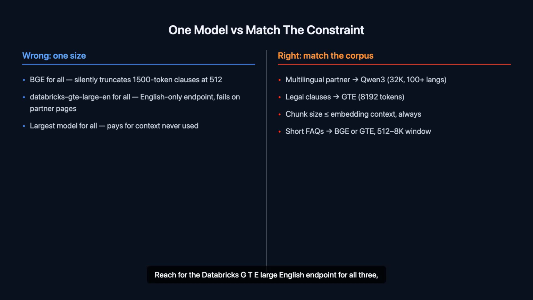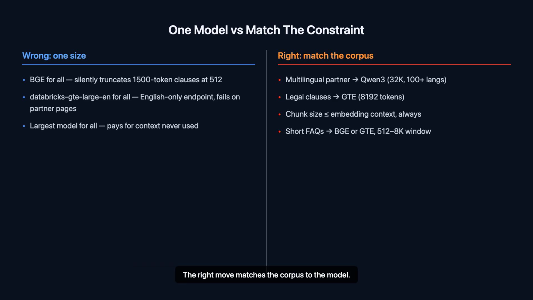Reach for the Databricks GTE large English endpoint for all three, and the multilingual partner pages fail. That specific endpoint is English only, even though the broader GTE family does have multilingual variants. Use the largest model for all and you pay for context window you never use.